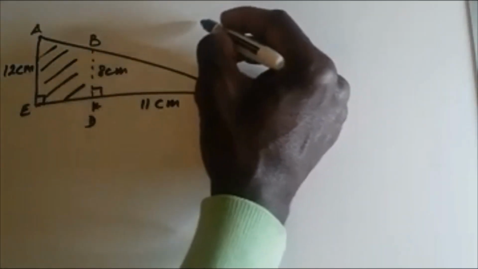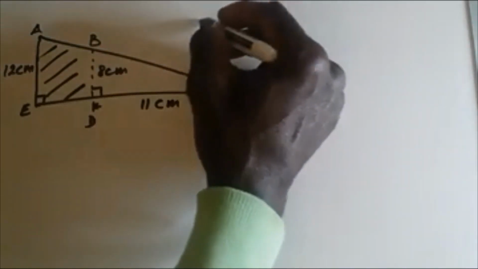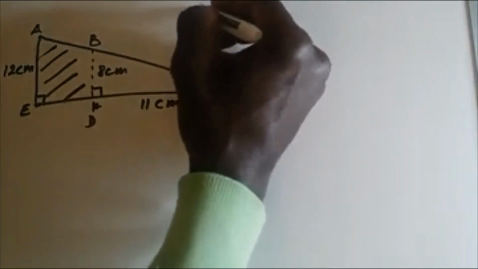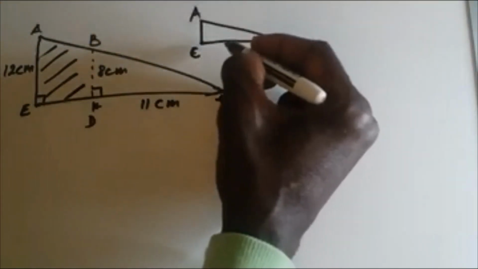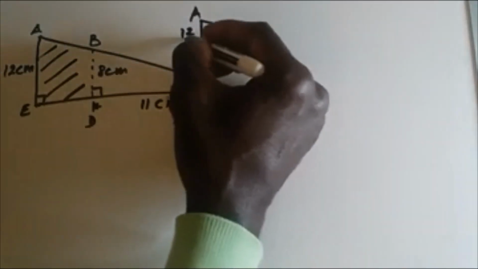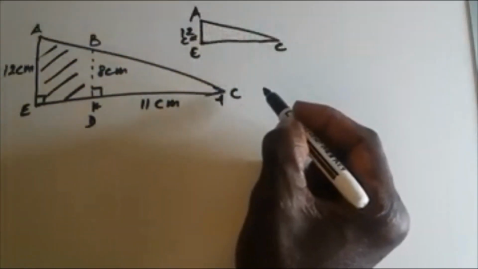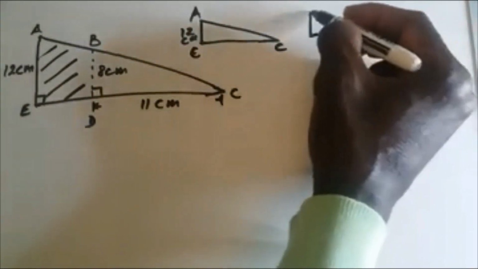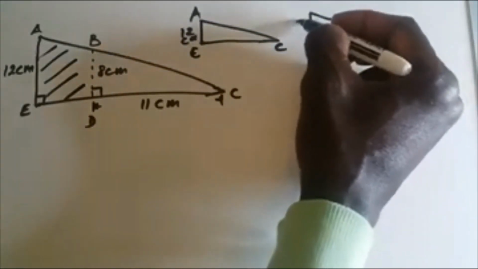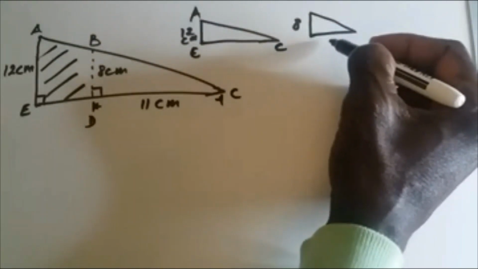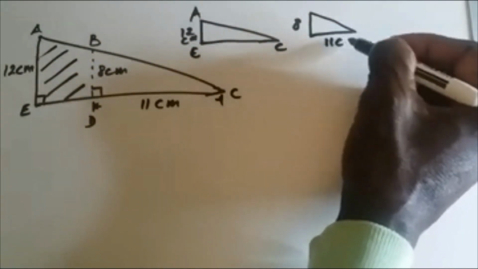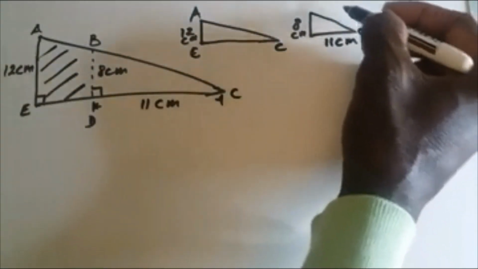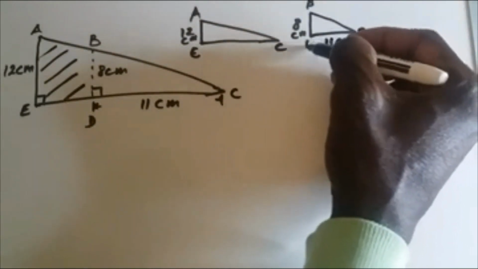So we have the larger triangle. Let this represent the larger triangle. We have C, A, and E. We have 12 centimeters here. We don't have any other information, but on the smaller one we have a little bit more. We have the height at 8 centimeters and this side here at 11. So we have C, B, and D here.